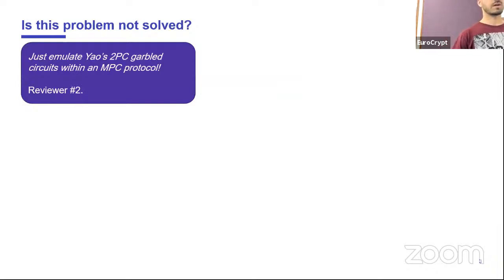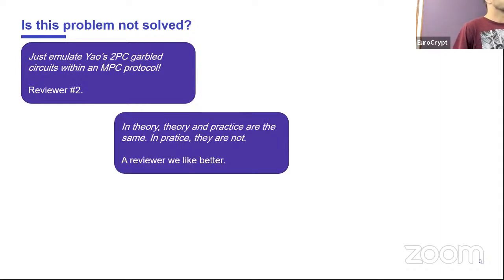Okay, so one could think this problem of scaling garbled circuits is solved in theory, right? You could just take Yao's classic protocol and emulate this two-party protocol as a multi-party protocol. And the size of the gates of the garbled circuit is going to be independent of the number of parties, which is what happens in reality, right? In that protocol. But that's in theory, that's solved. So these are made up reviews, by the way.